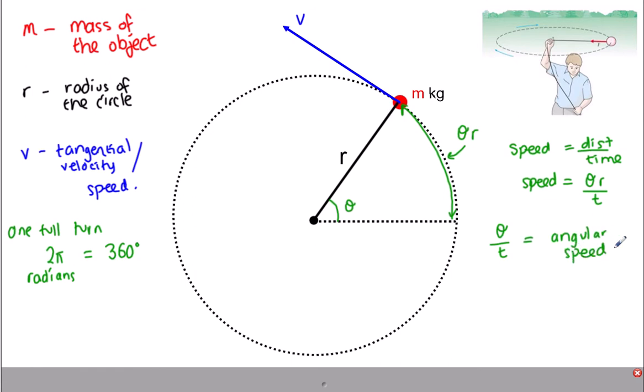And it has the Greek symbol omega, like a curly W. So angular speed is theta over t, and so what we get then, our tangential speed, v, if you put theta over t as omega, you get r omega. And that's a really important formula. So v, the speed at which this particle is actually travelling in meters per second, is the radius times the angular speed, and the angular speed is theta over t measured in radians.